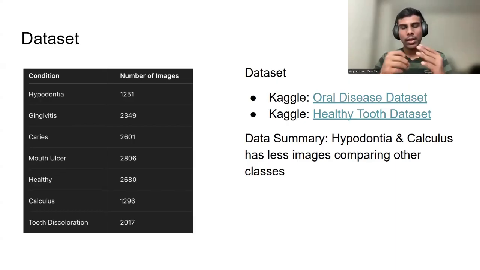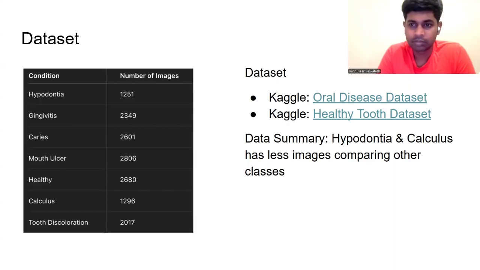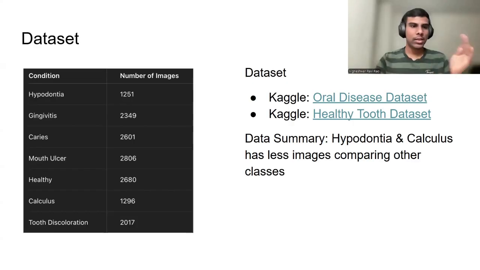From that healthy tooth data set, we got around 260 images. But as you can see, the other classes have around 1,200 or 2,500 images. With just 260 images, we augmented the data to get around 2,600 images, so that there won't be any class imbalance for the healthy data set. So finally, our data set consists of these seven different classes, including the healthy images.